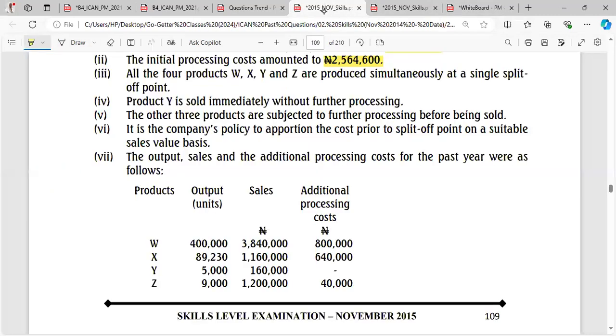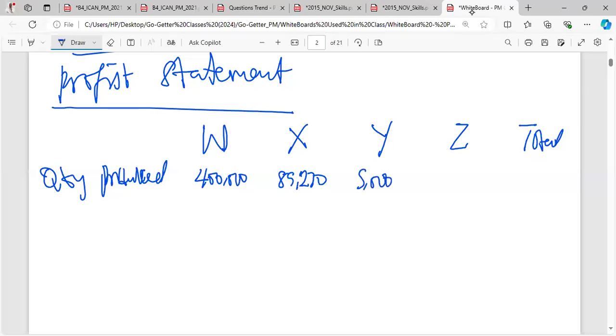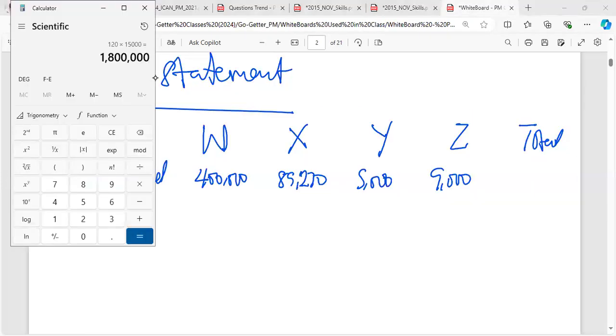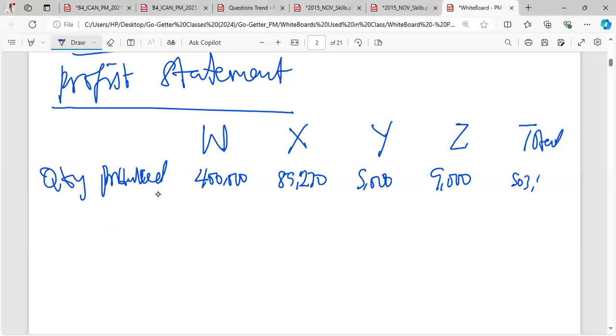5,000 and 9,000. So when you add them together, I want to save time on the calculation, but let me just do it. 400 plus 89,230 plus 5,000 plus 9,000 will give you 503,230. Now that's the quantity you produced.